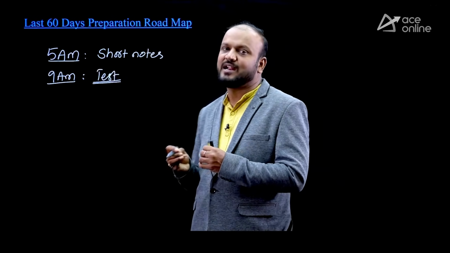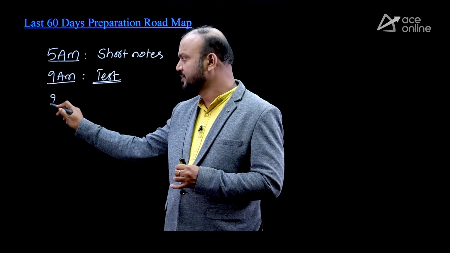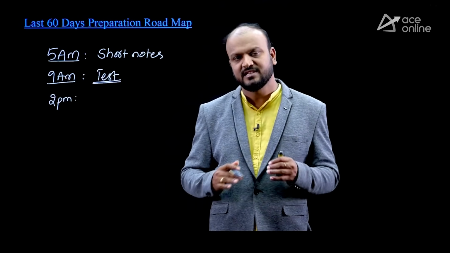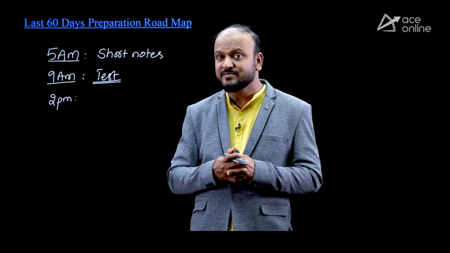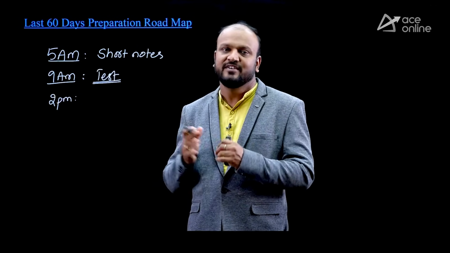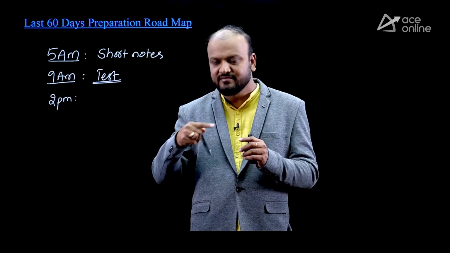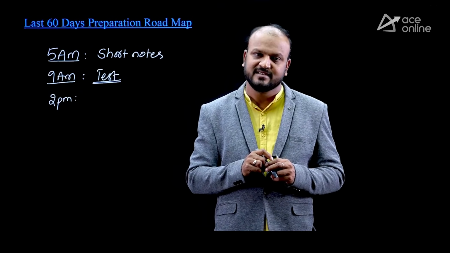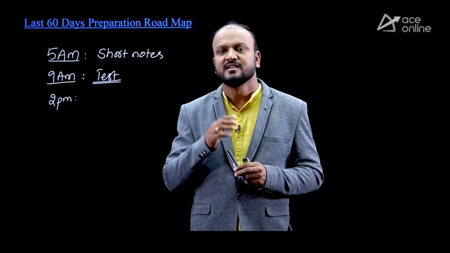In the afternoon after lunch, from 2 p.m., I suggest you go for any subject. You choose the subject, but don't go with only one single subject every day. I suggest you use a round robin technique. Today you have studied discrete mathematics. Tomorrow I suggest you go with some other subject.